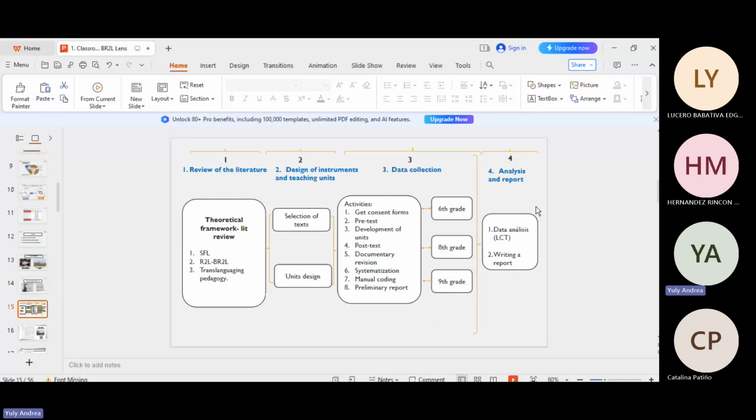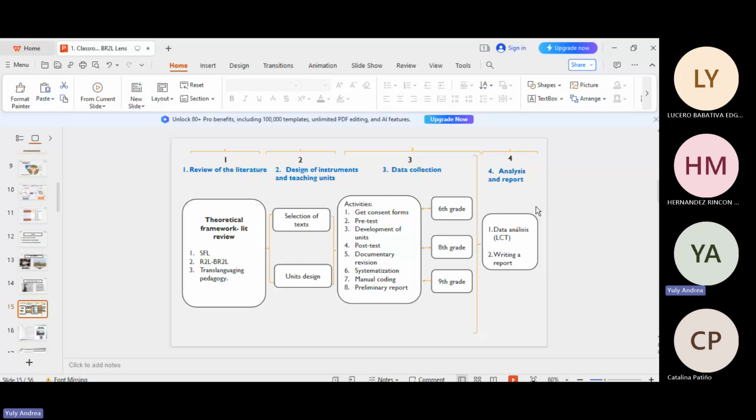In the third stage, I just get the consent forms. I did a pre-test. Then I developed the units. Then I did a post-test. And in the same stage, I did a documentary revision, a systematization of the data, a manual coding, and a preliminary report. As I told you before, I conducted this research with 6th, 8th, and 9th grade. With elementary, I'm doing it right now. I'm in the process of collecting the data.